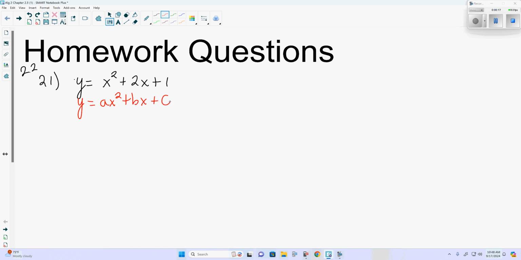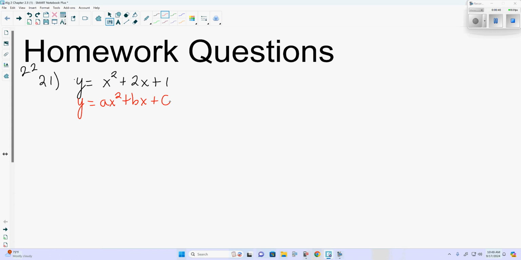So we want to find the vertex and the axis of symmetry. Now to find the vertex and the axis of symmetry, it would be good to identify the values of A, B, and C. Now A, B, and C really for the most part can be any number. A cannot be 0.